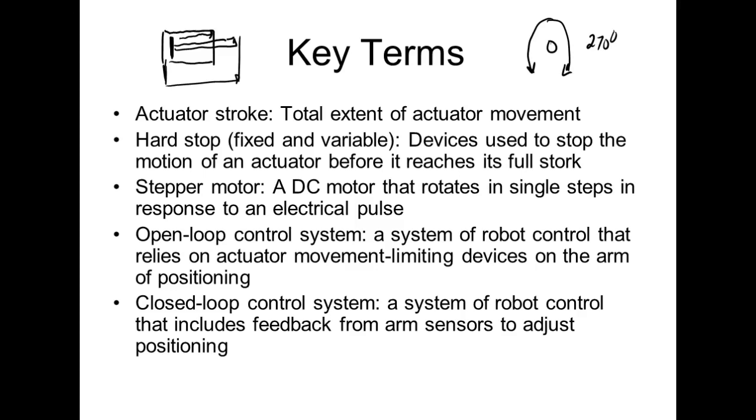Now, what we might want to do is, let's say it's got 100 millimeters. And then I want to limit the stroke. Well, what we could literally do is we could come out here and put something on the rod, and then I could put something mechanical down here, and then it would literally come up there and hit that. We refer to that as a hard stop. The device is used to stop the motion of the actuator before it reaches its full stroke.